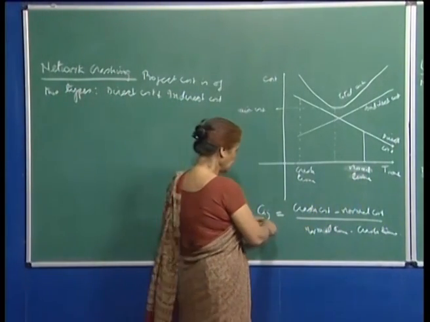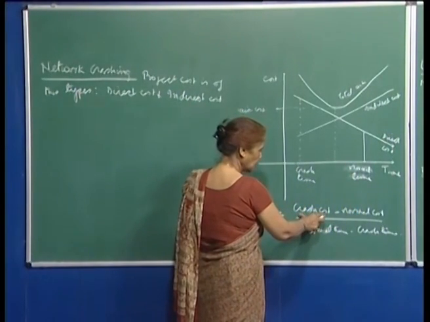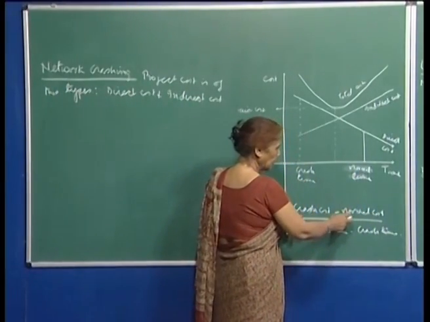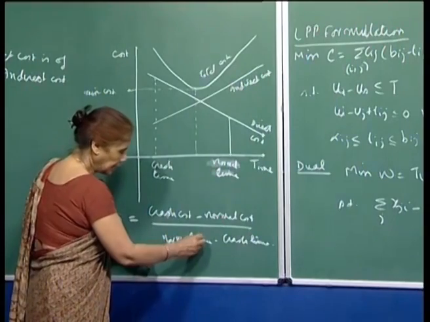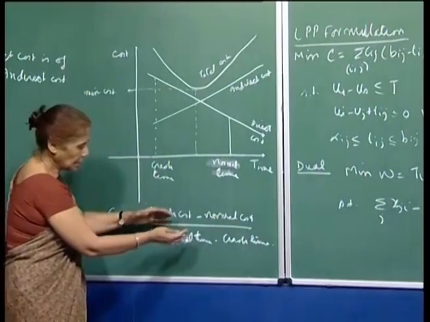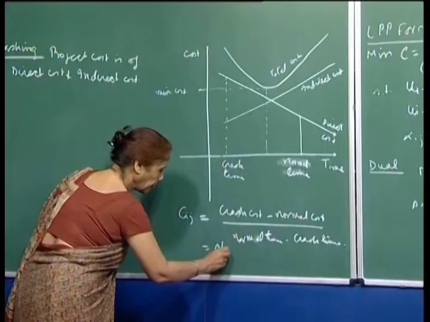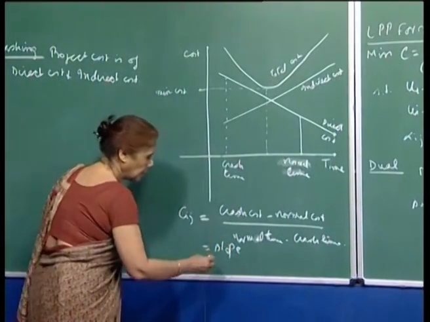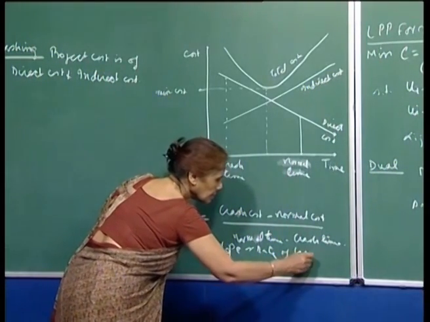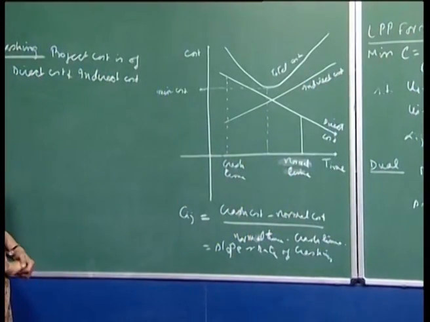Okay, so here now we are going to define Cij. If you are given the crash cost for the activity and the normal cost, the difference, because crash cost will be higher than the normal cost, and then the normal time, normal duration of the activity, and the crash time. So, the difference. This ratio will give you the slope, or rate, of crashing. Okay, so this will be the rate of crashing for each activity ij.